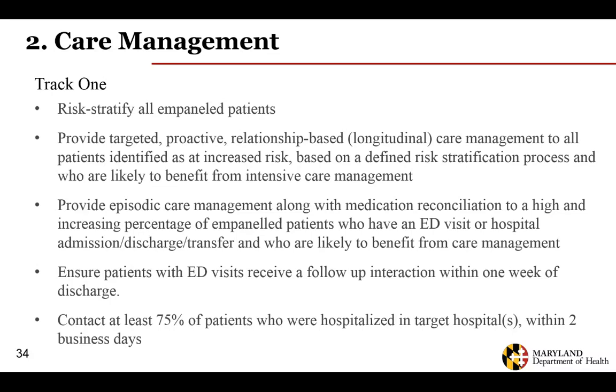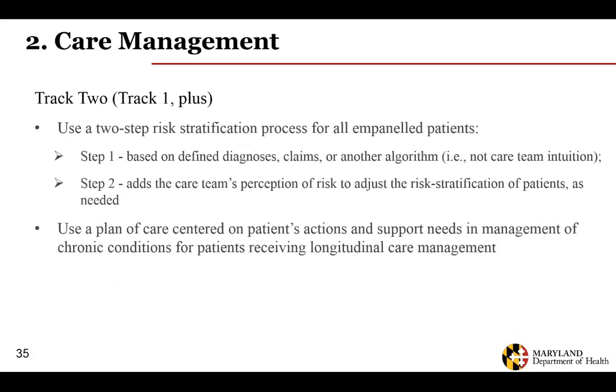For Track 2, you would need to do everything in Track 1, plus you have to do a 2-step risk stratification. What this really means is using some type of claims-based algorithm to figure out who falls into the different risk categories, but then also adding the care team's perception of when a patient might need to be added or even taken off or lowered based on the situation with that particular patient. So it's really using that clinical experience to determine where the true risk stratification is. And then the use of a care plan for chronic conditions to make sure that they're receiving longitudinal care. Next slide, please.